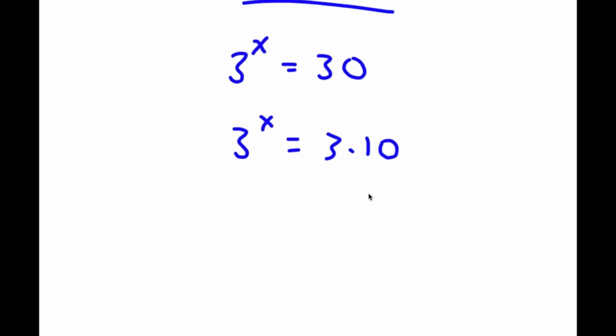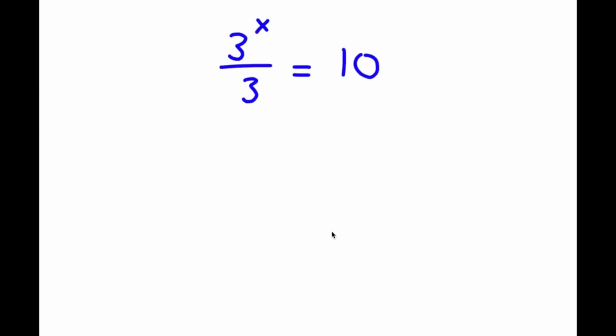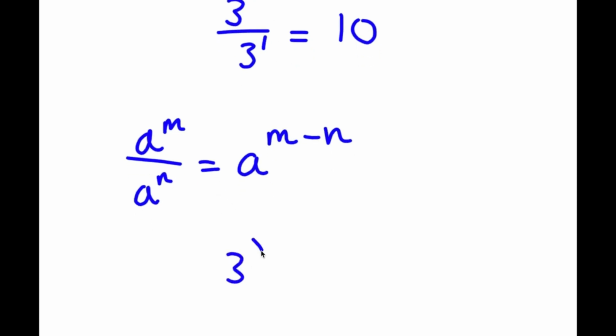Now I'm going to go ahead and divide both sides by 3. So then these two cancel out. Now I'll be left with 3 to the power of x over 3 is equal to 10. Now, if I have something in the form a to the power of m over a to the power of n, this is simply equal to a to the power of m minus n. So in this case, 3 to the power of x over 3, well, 3 is the same thing as 3 to the power of 1. So now I have 3 to the power of x minus 1 is equal to 10.